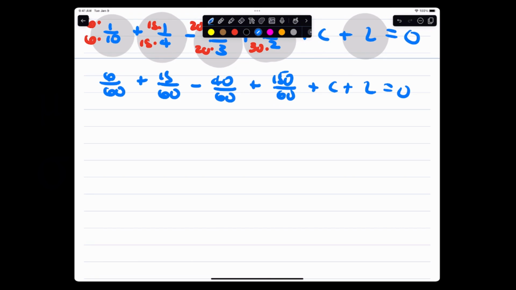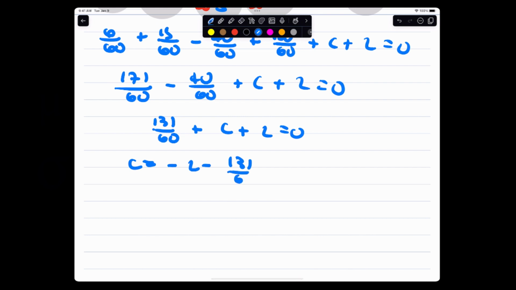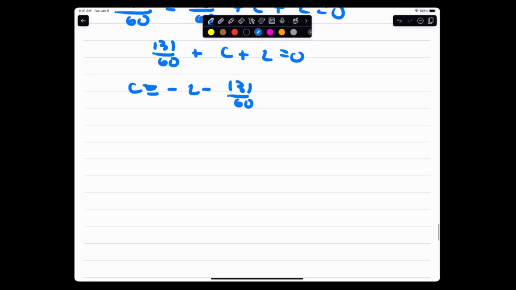All right, so it looks like it's going to be, what is this going to be? 150 plus 15, 165. Did you get 171 over 60 minus 40 over 60 plus C plus 2? Looks like it's 131 over 60 plus C plus 2 equals 0, and that means C will be negative 2 minus 131 over 60. Or let's do negative what? 120 over 60 minus 131 over 60?